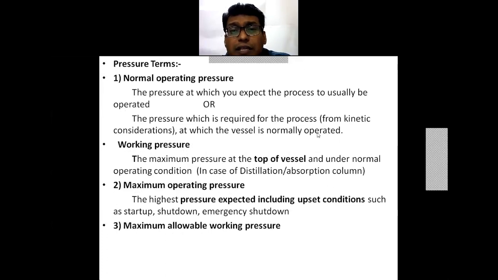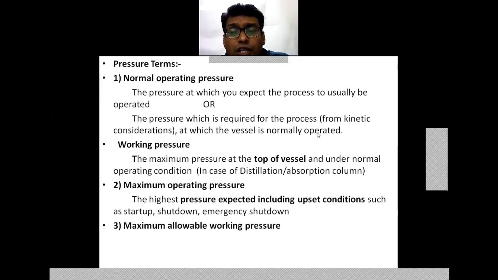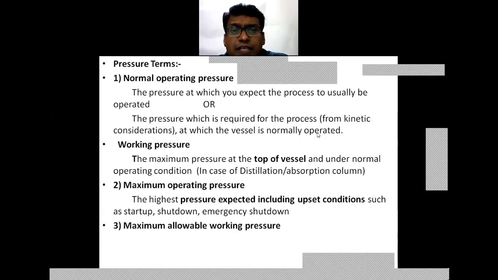Now, what are the distinctions, or what are the basic considerations that are generally preferred related to this pressure term? It is the normal operating pressure. That is the pressure at which you expect the process to usually be operated. That is the general or normal operating pressure. It is defined by the kinetics and the thermodynamic considerations. Kinetics define the pressure requirement.